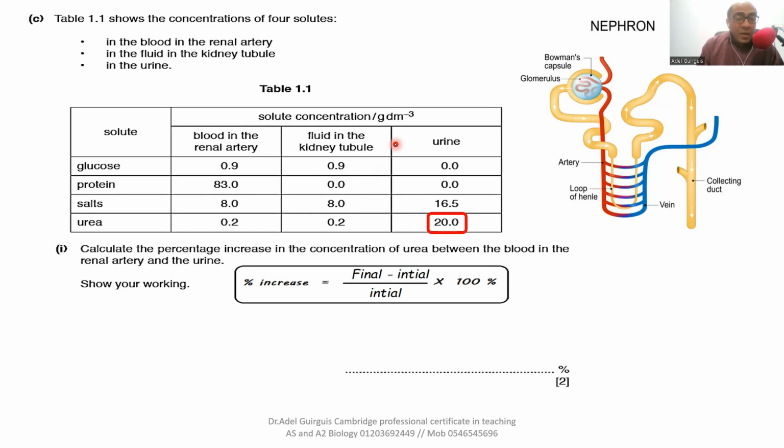Where is final? Final in urine, 20 grams per liter. Initial means in the renal artery. So the difference divided by the initial times 100. So 20 minus 0.2, divided by 0.2, times 100 equals 9900%. That is a great percentage of waste excreted every minute from our body. Thanks to our kidneys for doing this great job. Okay.